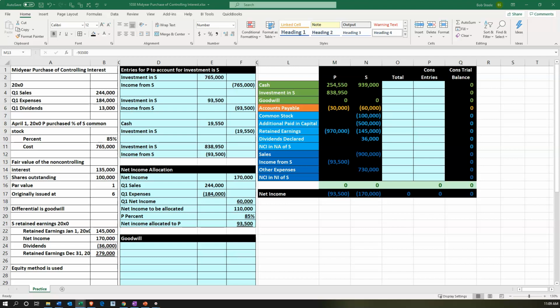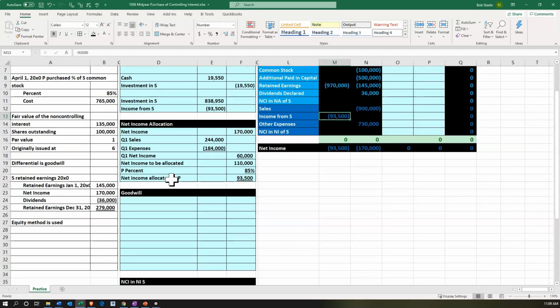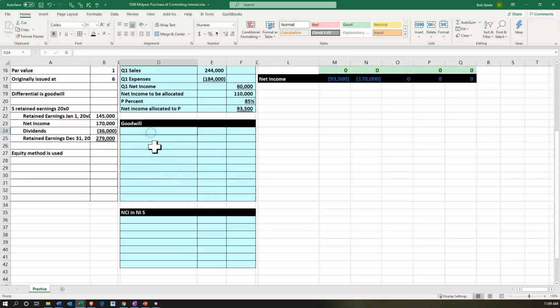So now let's calculate the Goodwill. So let's go to Goodwill down here. We like Goodwill. Bad will's no good, but Goodwill is good.